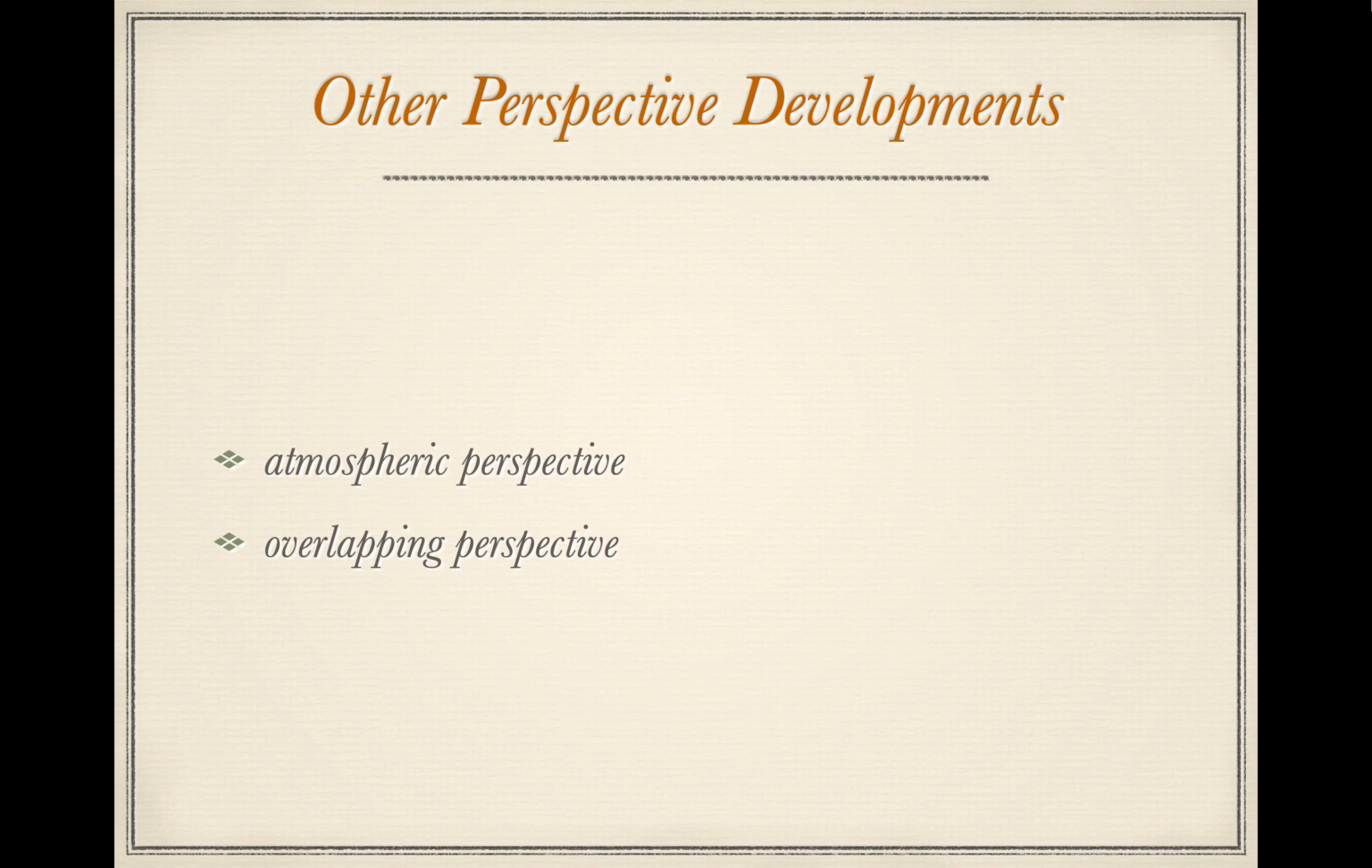Now, I mentioned a couple other different perspectives other than divergent, intuitive, and linear. The first one is atmospheric perspective, and the other one is overlapping perspective. Both of these things help us determine space in nature and also communicate space in art.